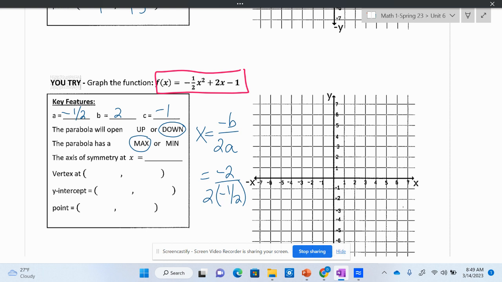So what is negative 2 divided by negative 1? Because that's what 2 times negative 1/2 is. What's negative 2 divided by negative 1? It would be a positive 2. So your axis of symmetry is going to be a dashed line right here at x equals 2. And now I'm going to pull up Desmos, and we're going to figure out all the other stuff.